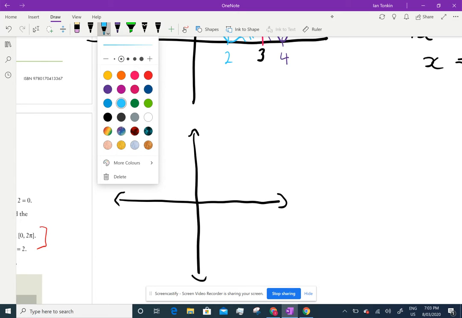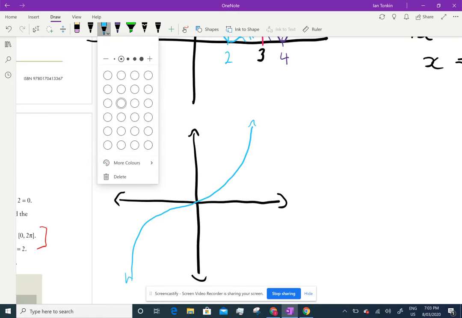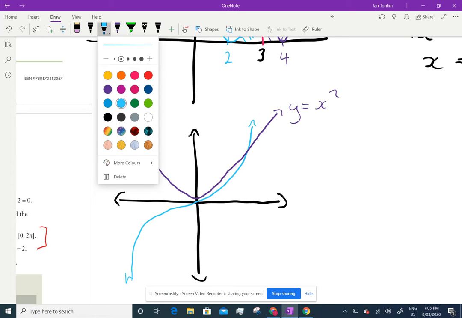So we'll do the blue one first, and we'll do the cubic. So here's the cubic, and here's the parabola. Now, this is hard because you've got to know which one goes over the top. And the parabola goes over the top. I've drawn it wrong in my solutions. So if you check it, here's y equals x squared, and here's y equals x cubed.